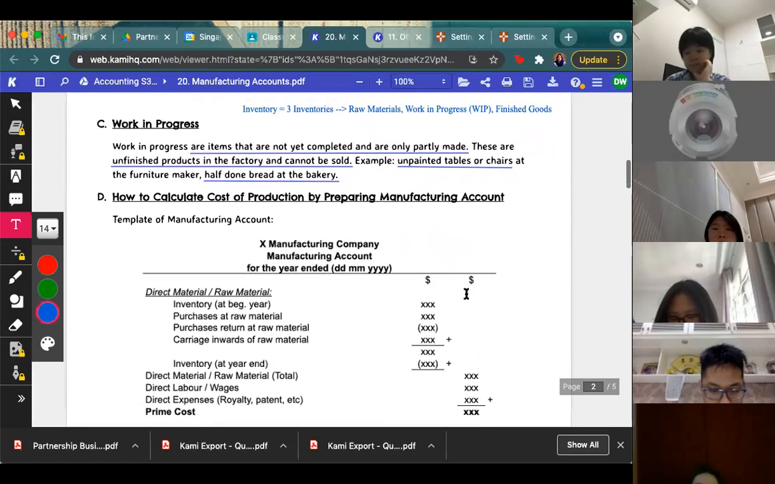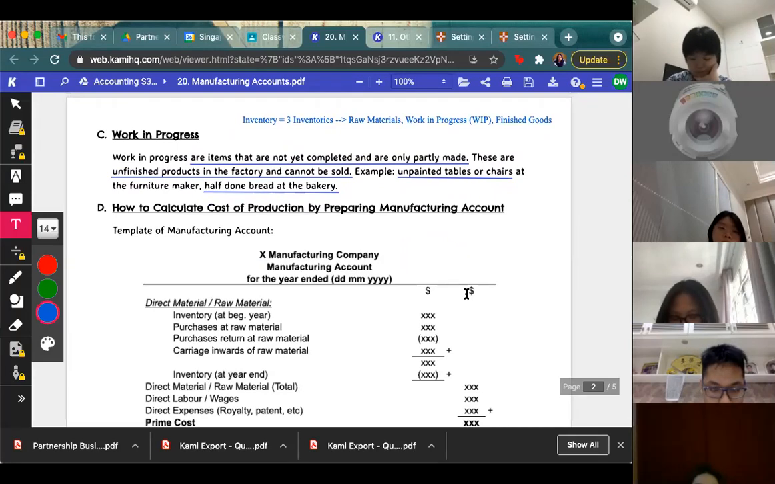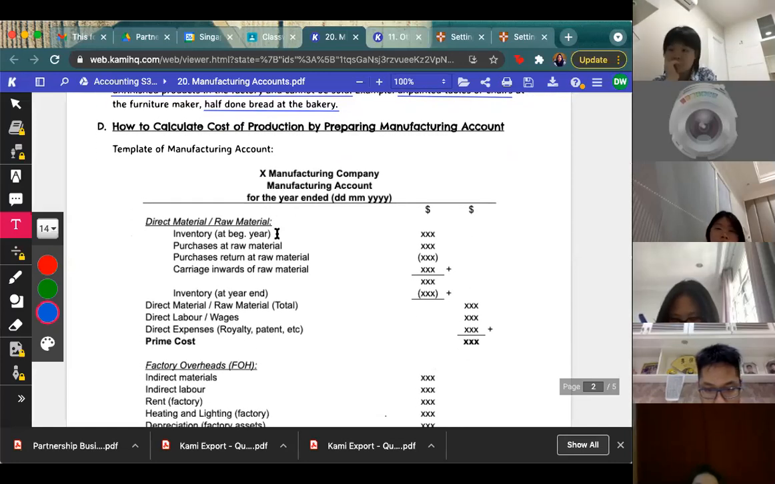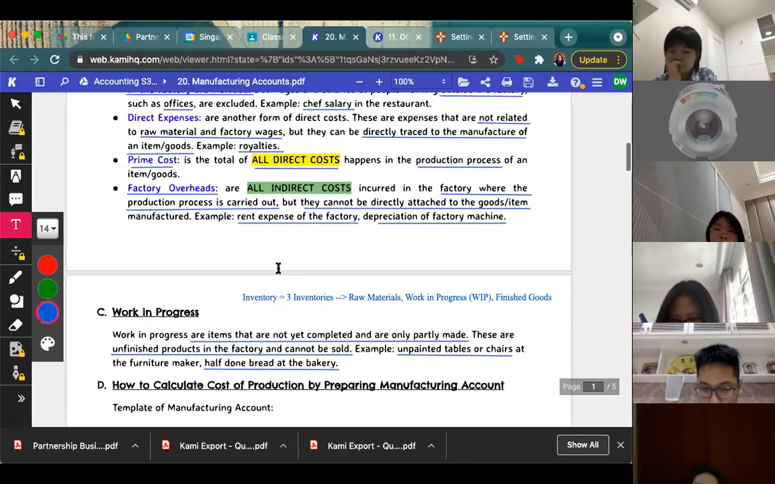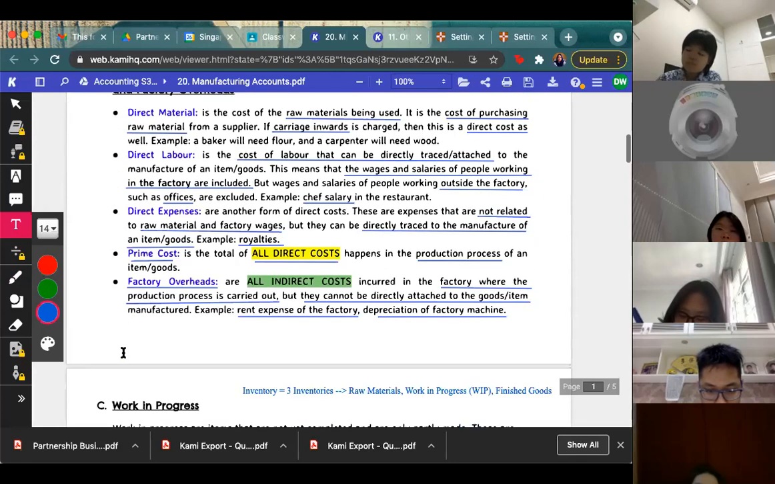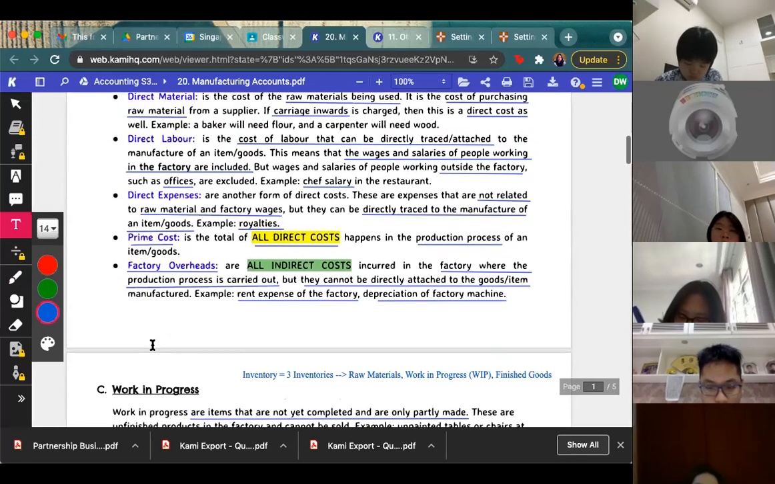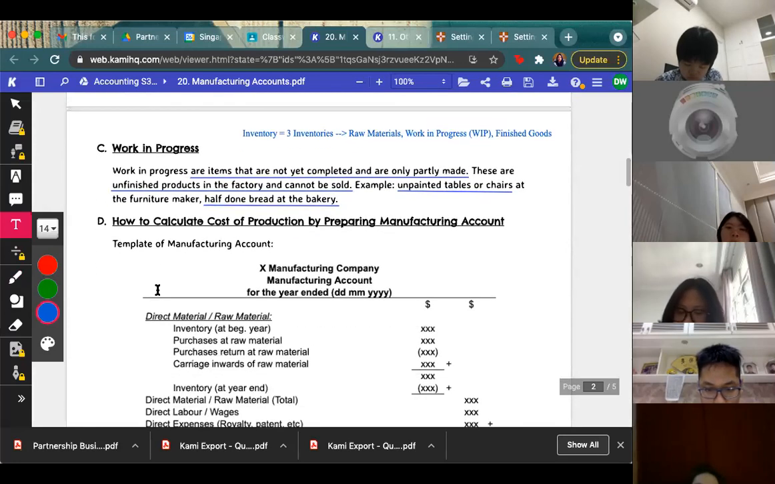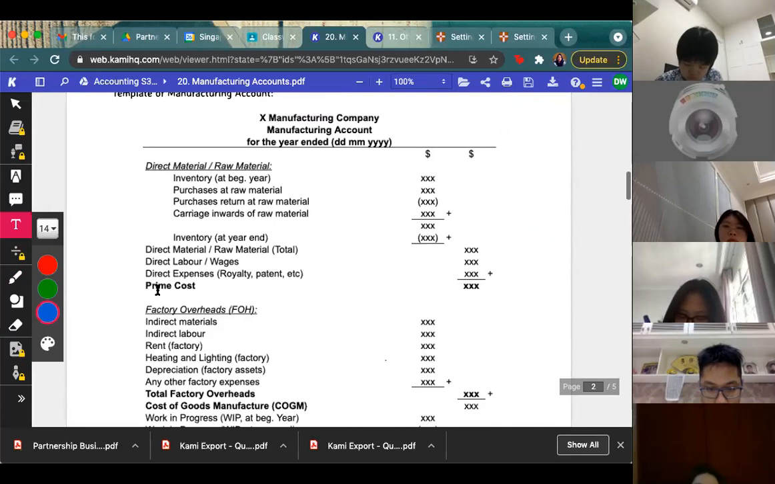No? Next. So the first financial statement will be manufacturing account. This is where we calculate cost of production. This is the template for manufacturing account. Once again, manufacturing account are divided into this 1, 2, 3, 4, 5, and 6 work in progress. All of these items are there in the manufacturing account. The first one is to calculate the first direct cost, which is direct material.